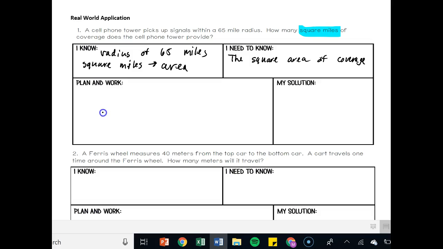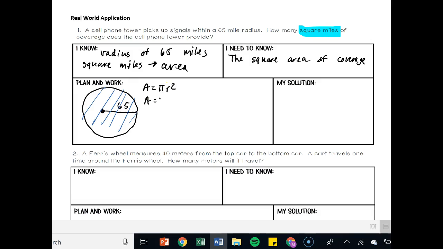Let's draw a picture. Here's our cell tower. It can go 65-mile radius, right? And that means it can go 65 miles in any direction. So we should get this nice circle. Maybe, hopefully you draw yours a little bit nicer than mine. So what is the area, the space inside this circle, right? I got a radius. So area is equal to pi r squared.